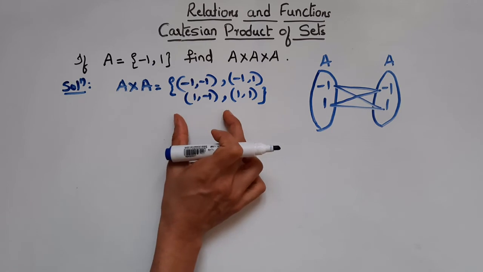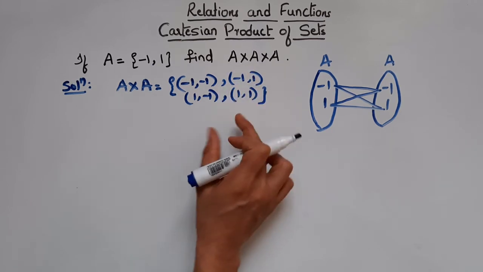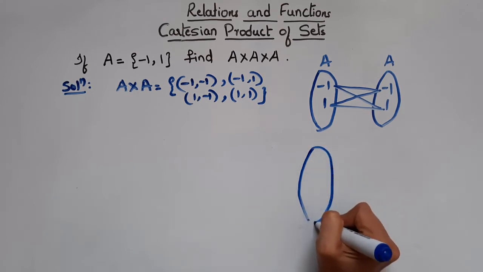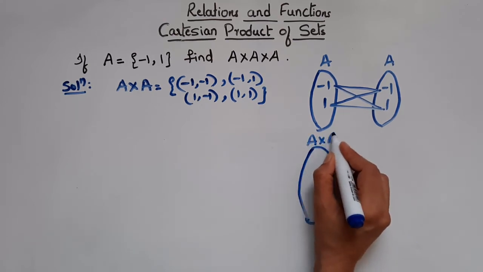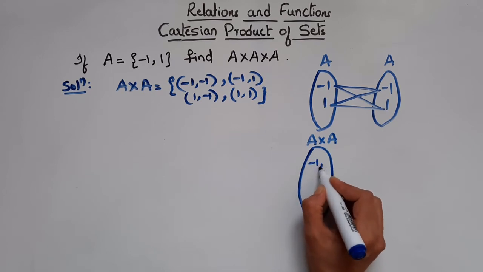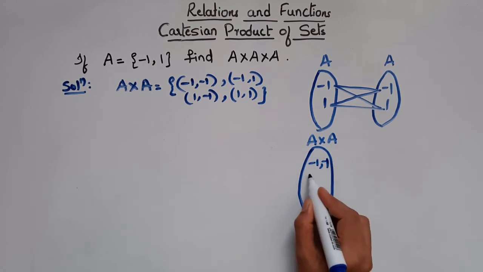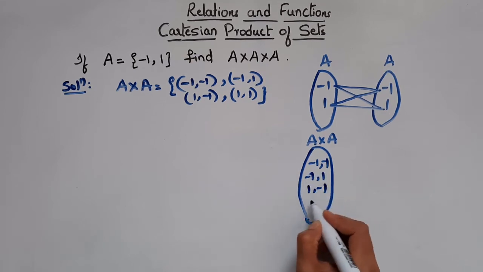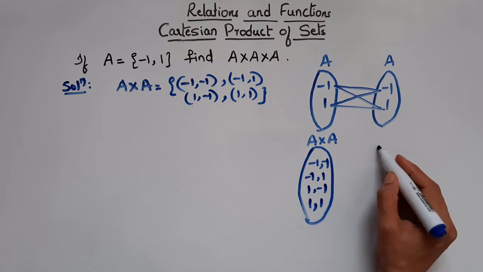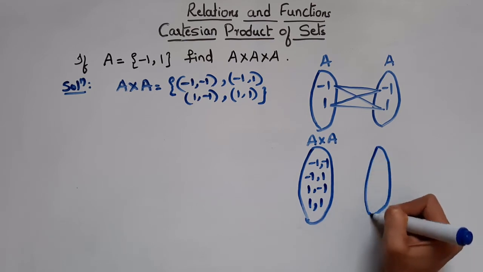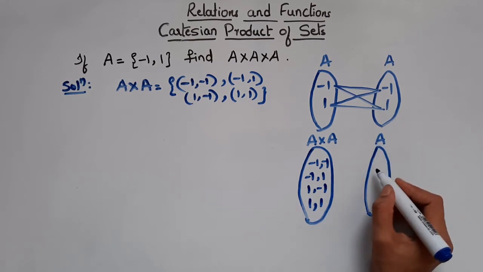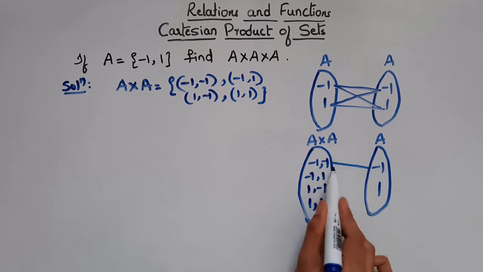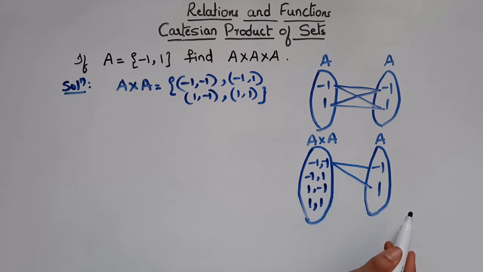So now we have A cross A. We have to cross it with A. This is your A cross A. The elements are minus 1, minus 1. Here we have minus 1, 1, 1, minus 1 and 1, 1. And we have set A where the elements are minus 1, 1. Now you will pair this with this and this, like this, right?